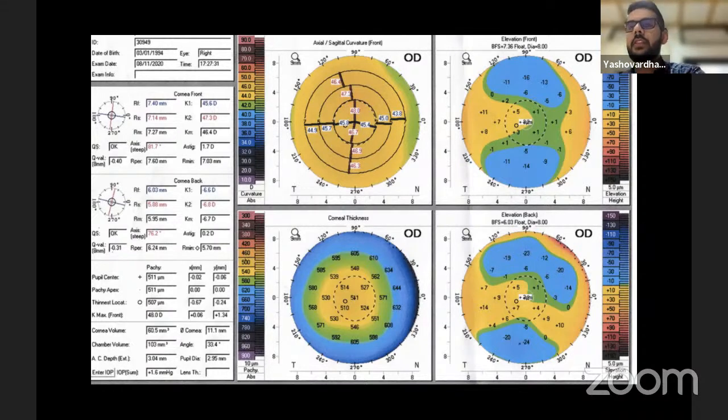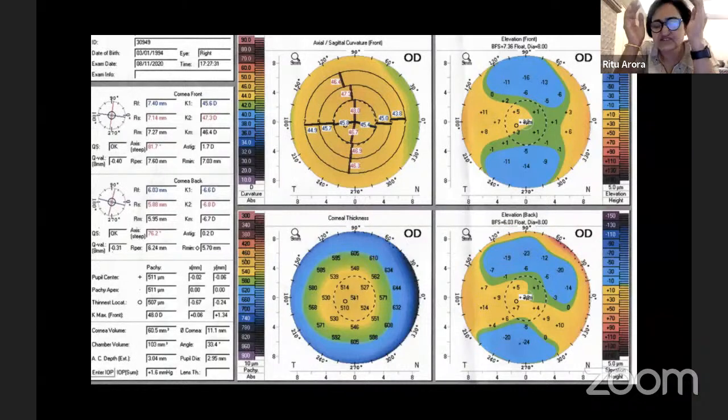Then coming to the corneal thickness map, the pachy minimum shown here is 510 microns, which is fairly within the normal limits. The cornea is of the same thickness, at least in the central 3 millimeter, and the progression further on is fairly normal, towards the periphery as well. Then coming to the elevation front map, the diameter is 8 millimeter here, and there is depression seen superiorly as well as inferiorly in the front elevation map.